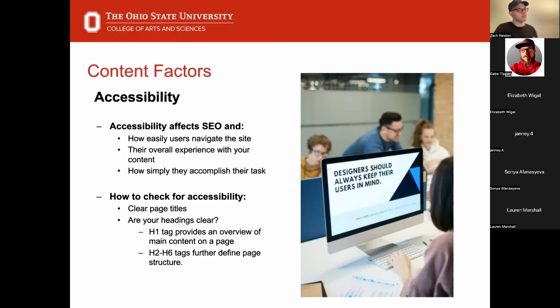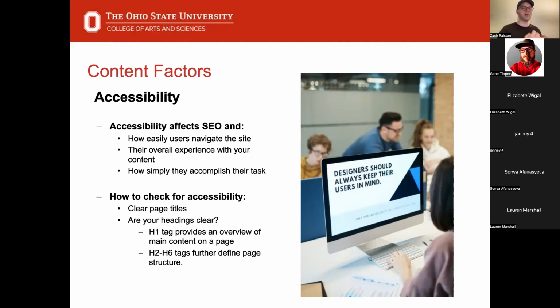So how do you check for your accessibility? Just make sure you have clear page titles, and make sure your headlines are clear and easy to understand. This goes back to the headings that we mentioned earlier. And this is just a little reminder here, your H1 tag, or your title, essentially. Keep in mind that heading 1 is always the title of the website, and everything else are headings for specific parts of your website.